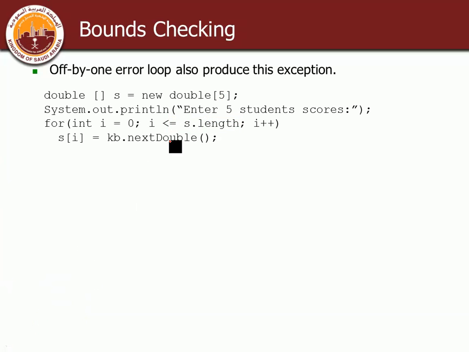The problem is that if I leave it like this, i will be 0, which is okay. S0, no problem. S1, no problem. S2, S3, S4, S5. But there's no S5 because of this.